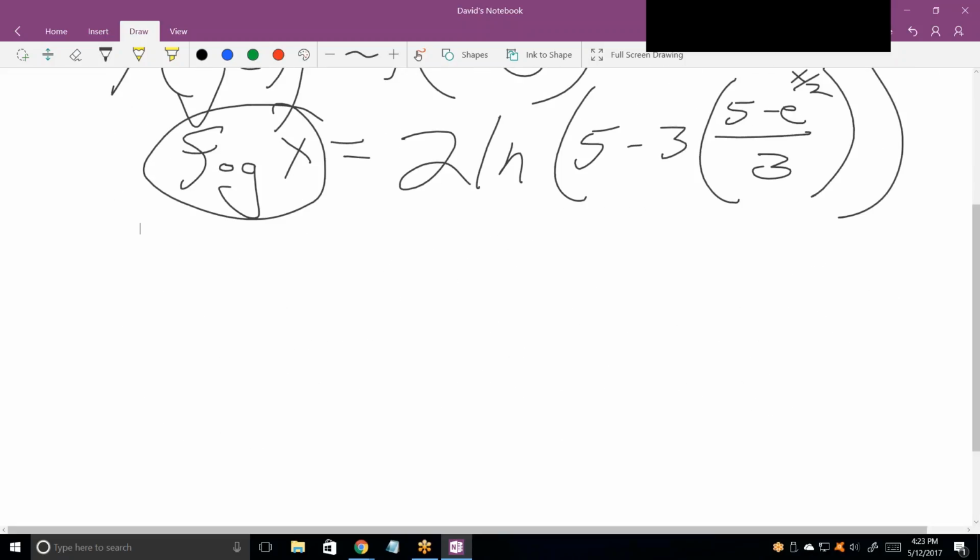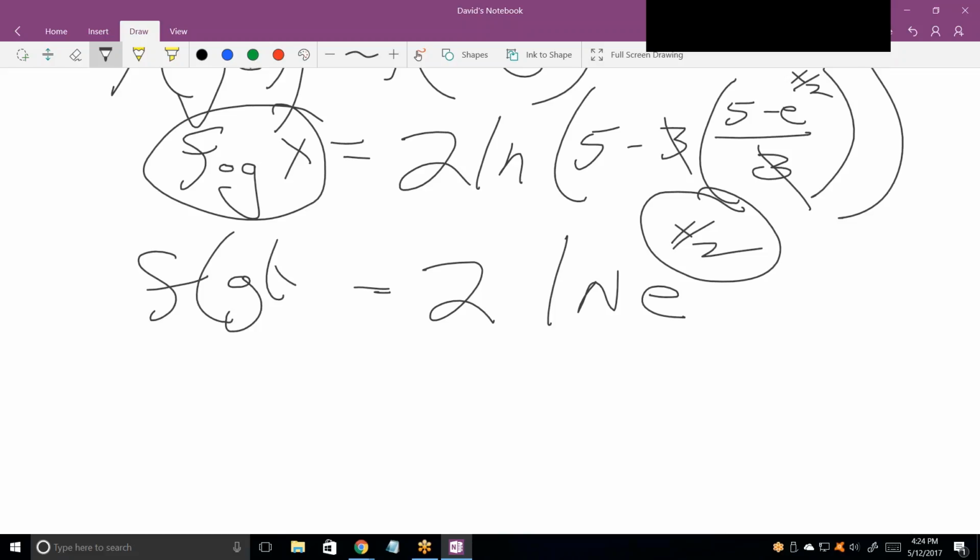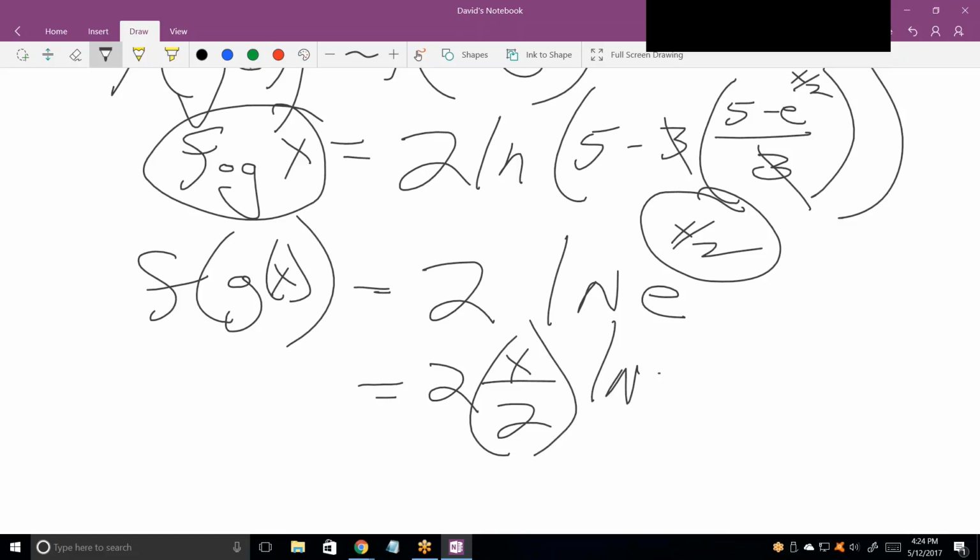Okay, now notice that goes away. The 5's go away, and I end up with 2 natural log of e to the x over 2. Correct? Okay. Now what can I do with that, because I'm dealing with logs? You can put that in front, right? So now I've got 2 times x over 2 times natural log of e. What's natural log of e again? Isn't that just 1?